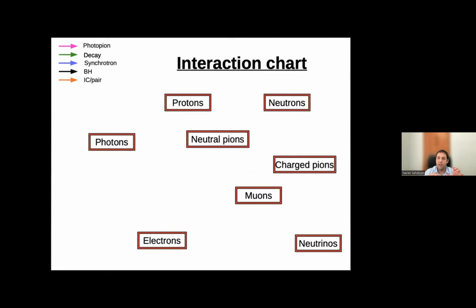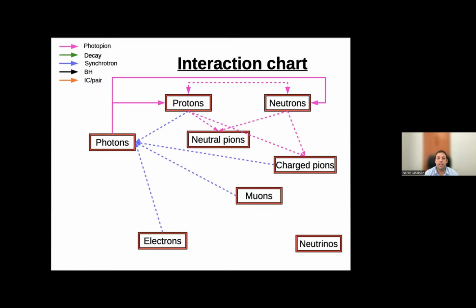So here is shown the interaction chart, all the types of particles that are involved. First, photons are produced from all charged particles, from their synchrotron emission. So for the synchrotron emission of all charged particles involved in the system, they produce photons. These photons themselves interact with the protons or with neutrons, and from their interaction are produced charged and neutral pions.